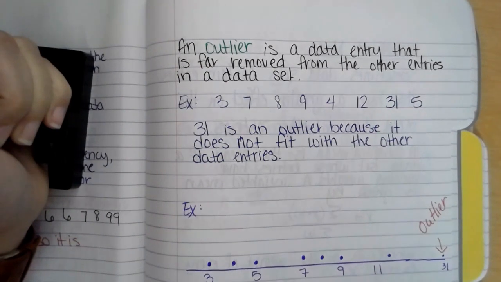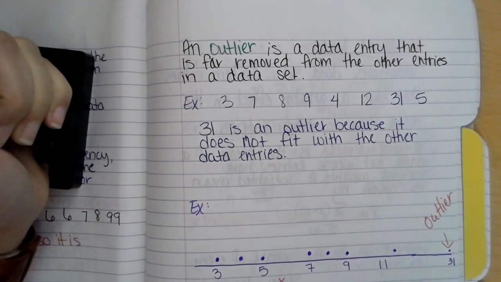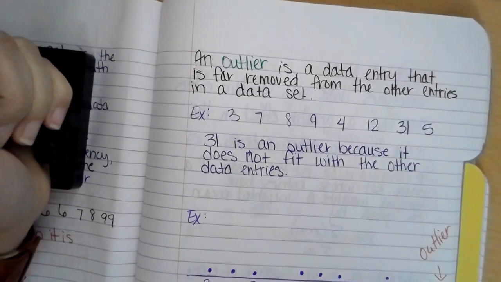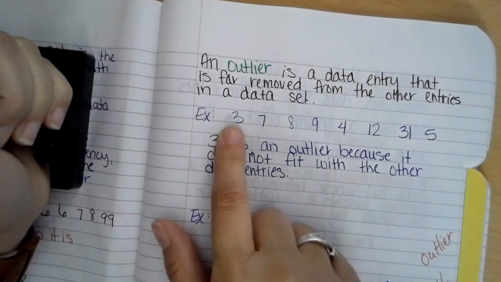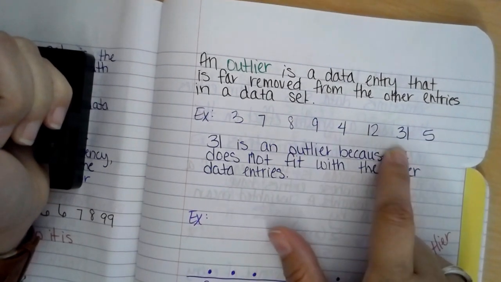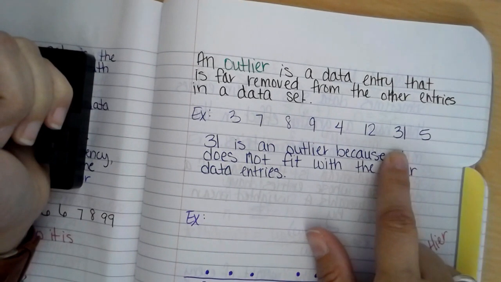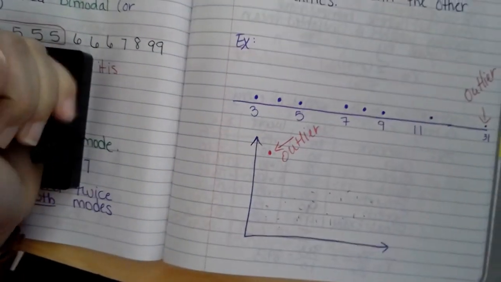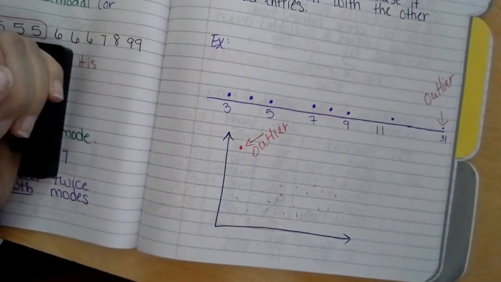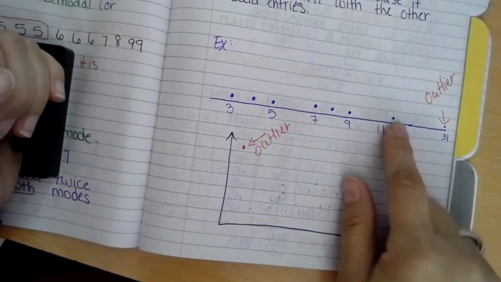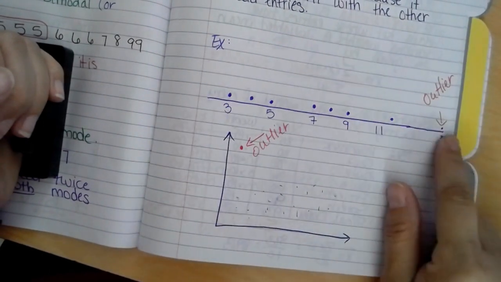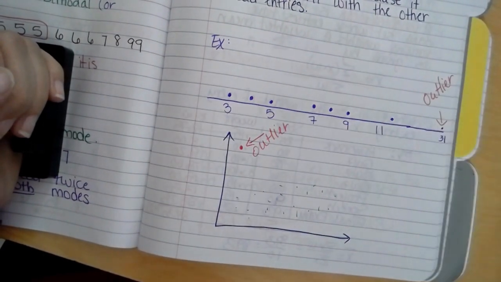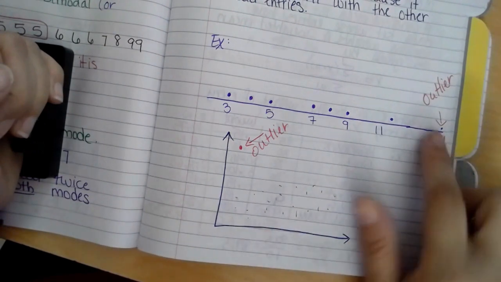That's called an outlier. An outlier is a data entry that is far removed from the other entries in a data set. So we have 3, 7, 8, 9, 4, 12, 31, and then 5. 31 doesn't seem to fit because it's way higher than all the rest of them. We can also see that if we look at a scatter plot or a number line, all of the other dots seem to be below 15, and 31, if I really drew this out, would be way off the paper. So that's your outlier.